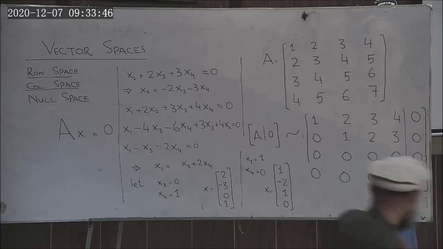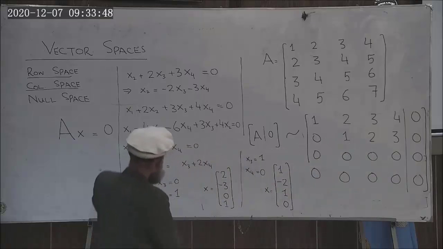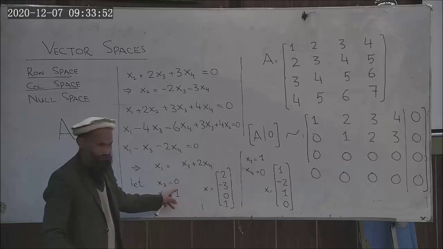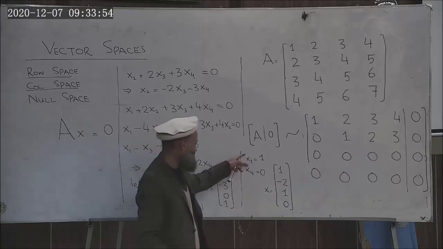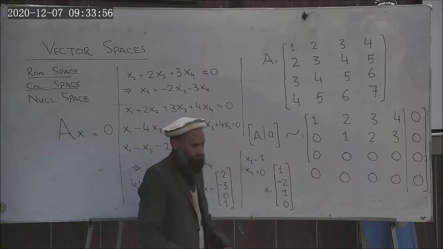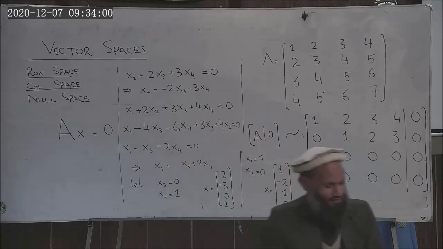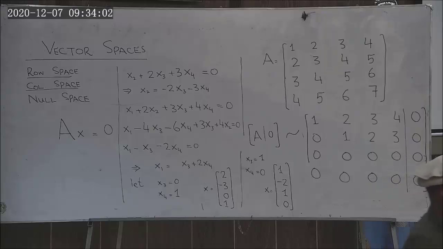The easiest approach for that case is first take, let's say, x3 equal to 0 and x4 equal to 1, and in the second case take x3 equal to 1 and x4 equal to 0. That is the easiest approach. And any linear combination of these two vectors will also be a solution to that system of equations. Yes?